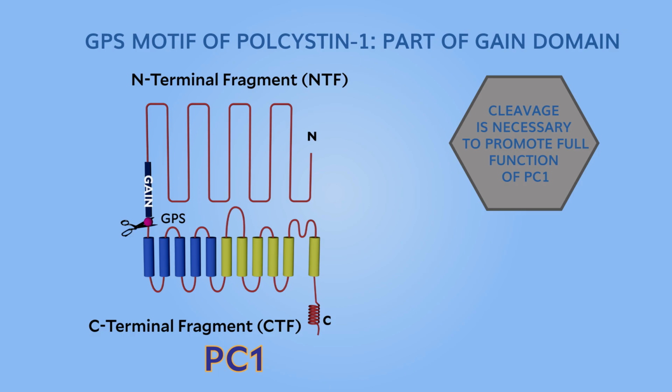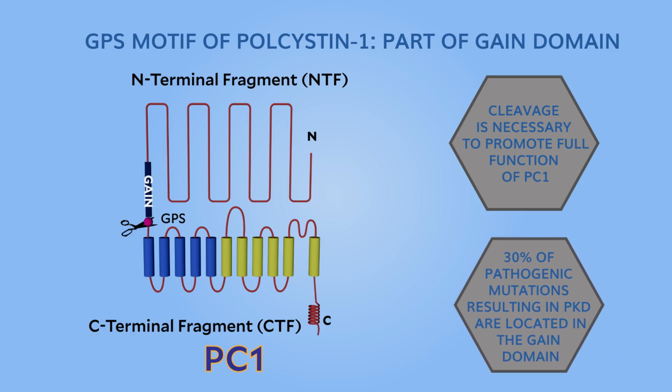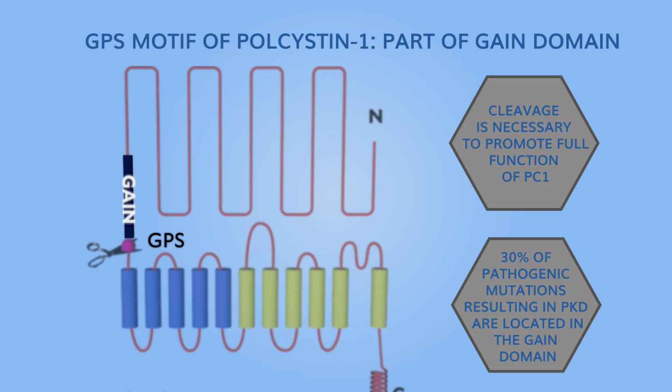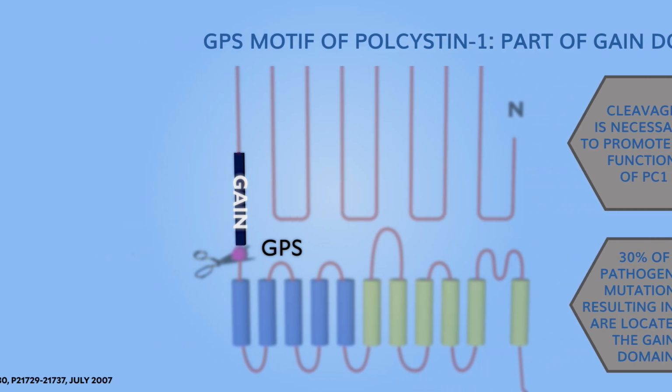The functional significance of GPS cleavage is highlighted by the finding that PKD1 GPS mutant mice develop polycystic kidney disease. Approximately 30% of all known pathogenic missense and small deletion insertion mutations are located in the GAIN domain and are predicted to disrupt polycystin-1 cleavage.